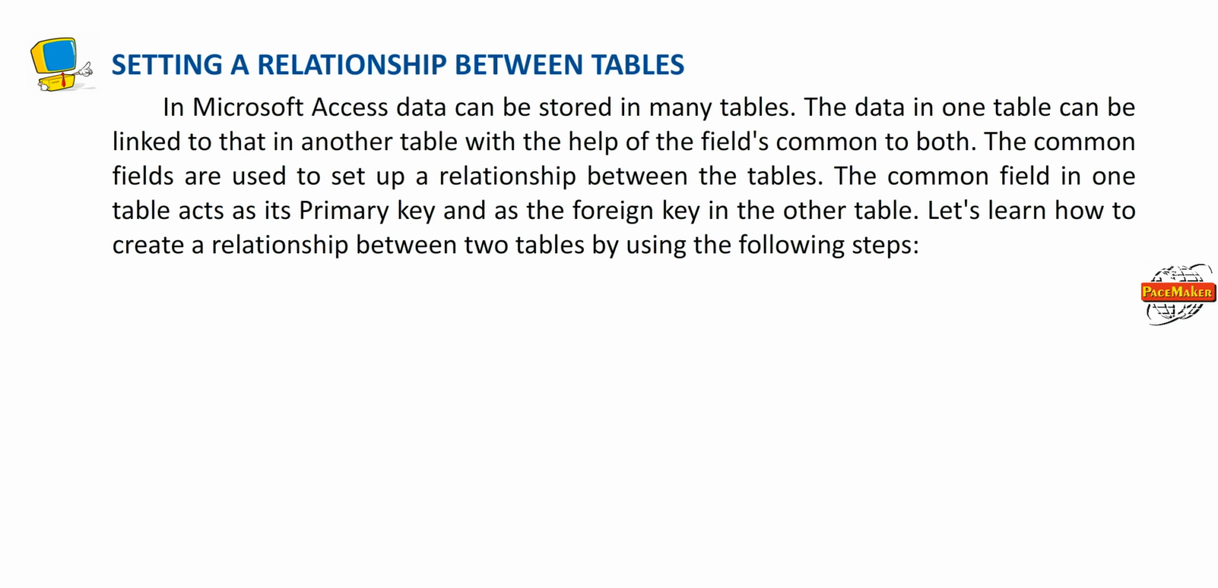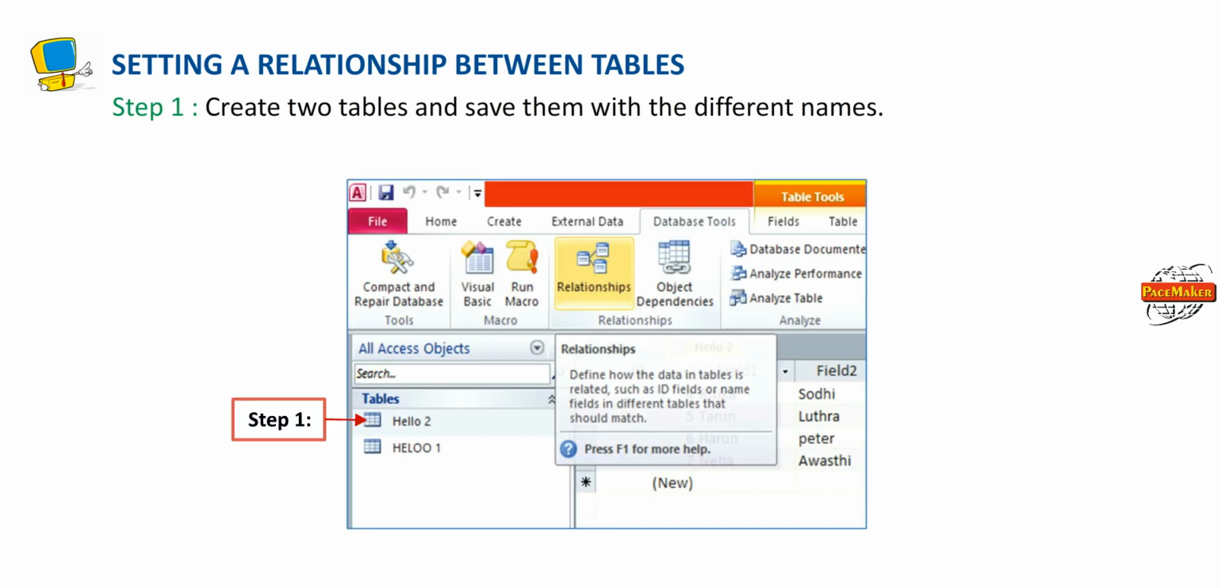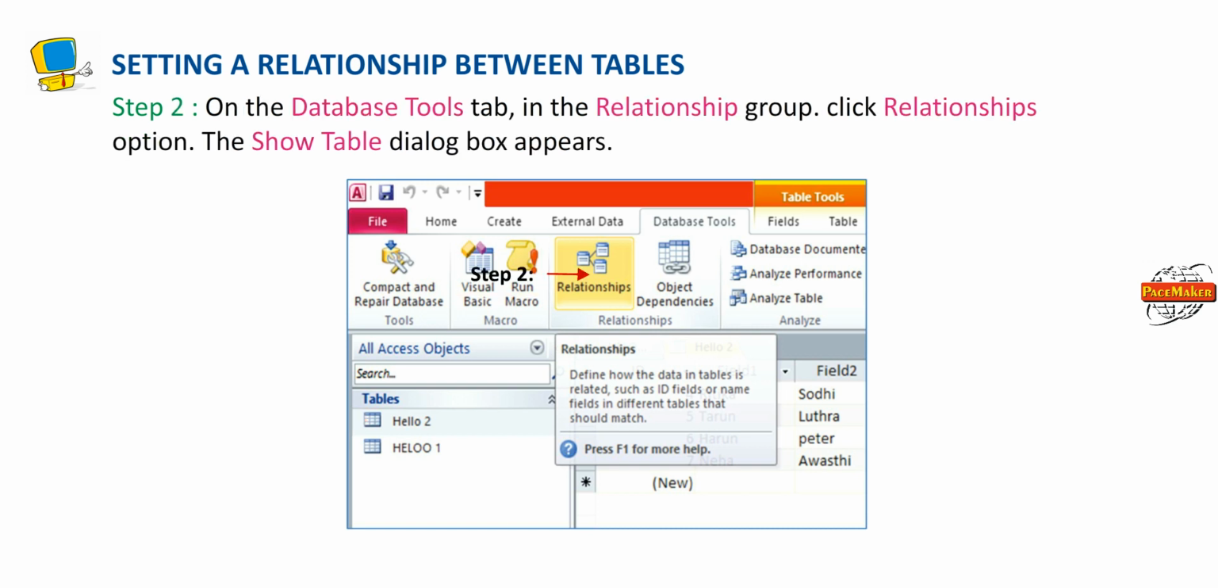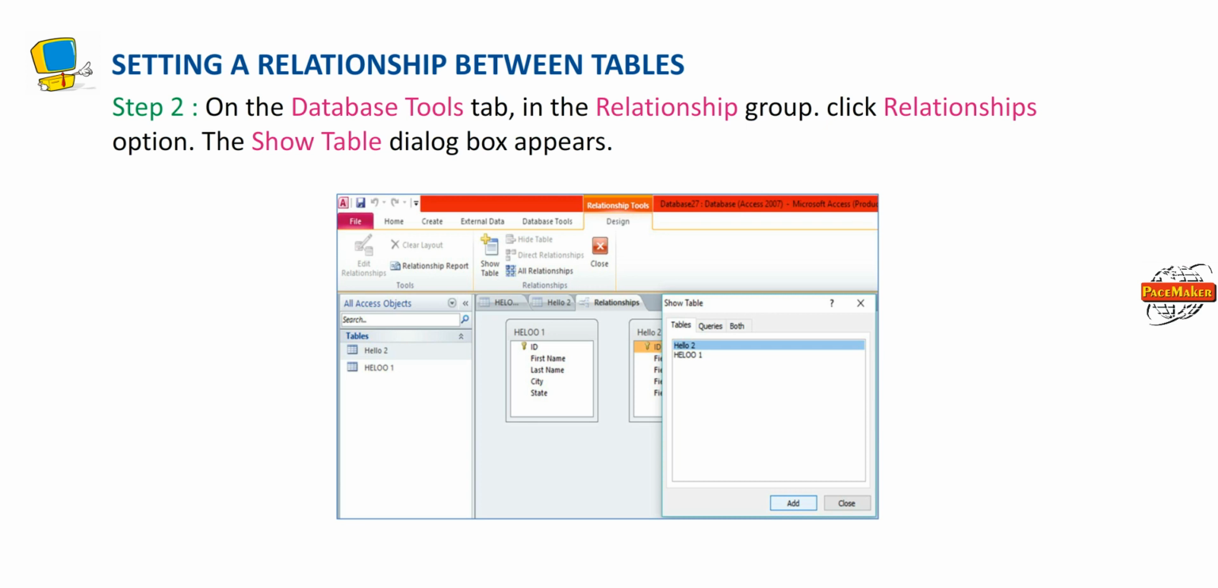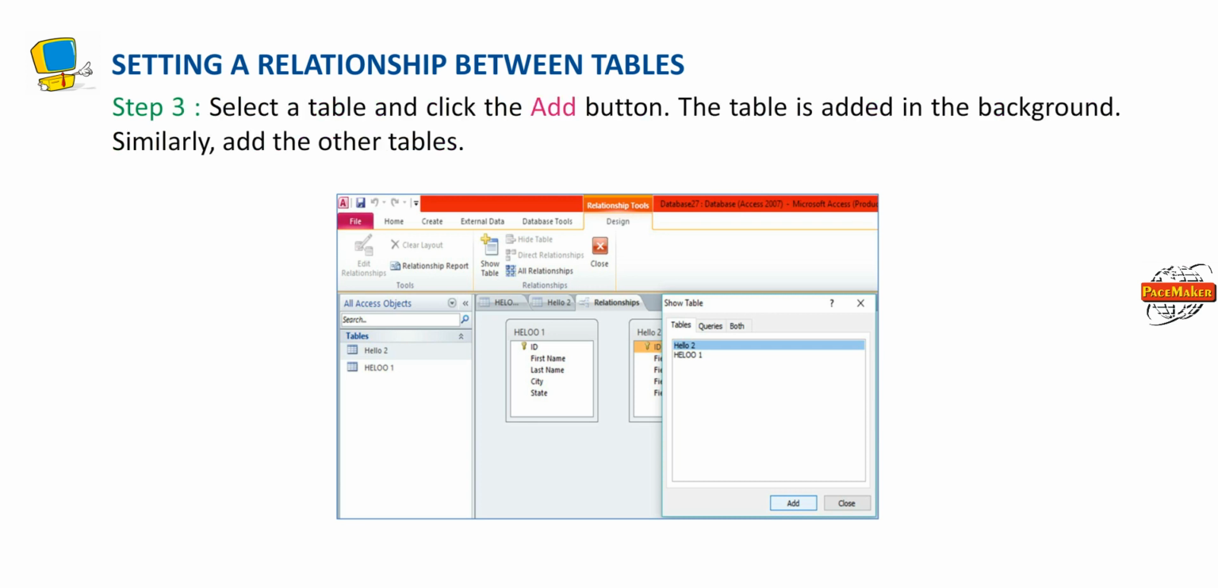Let's learn how to create a relationship between two tables by using these steps. First, create two tables and save them with different names. In step 2, on the Database Tools tab in the Relationships group, click the Relationships option. The Show Table dialog box appears. In step 3, select a table and click the Add button.